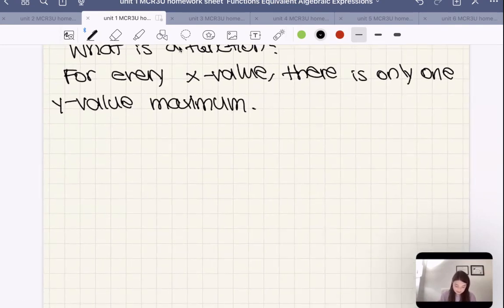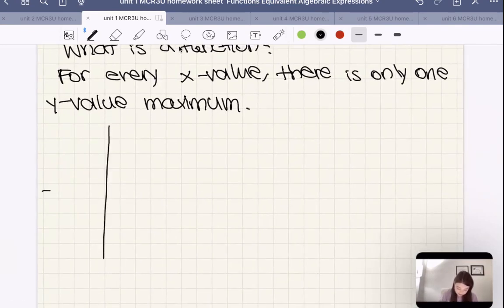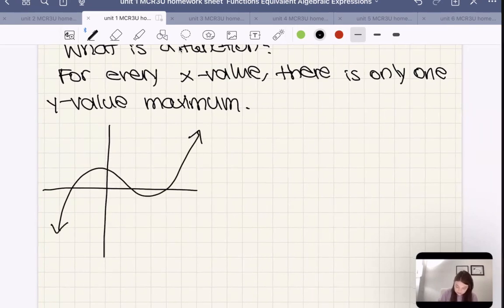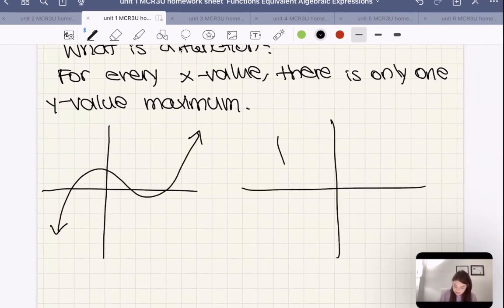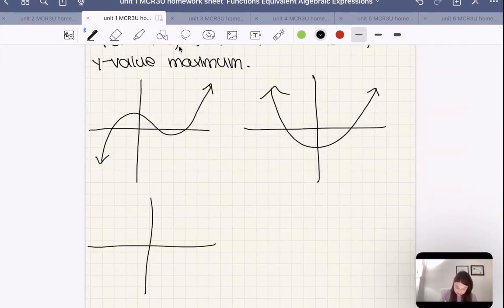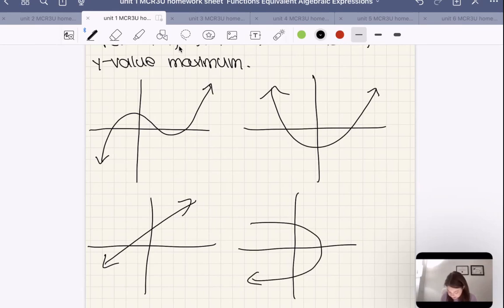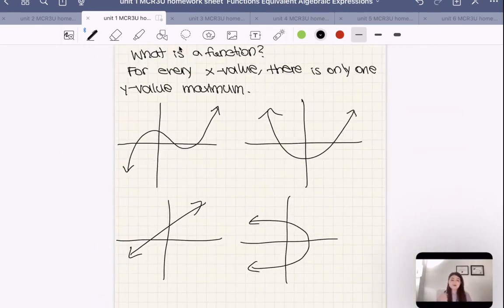So for example, let's say I have this graph that looks like this. And I'll draw a parabola as well on here. Maybe we'll draw a line. And we'll draw maybe a sideways parabola, the inverse parabola. So how can we tell using a graph? Let's start by talking about using a graph. How can we tell whether these graphs represent functions or not?